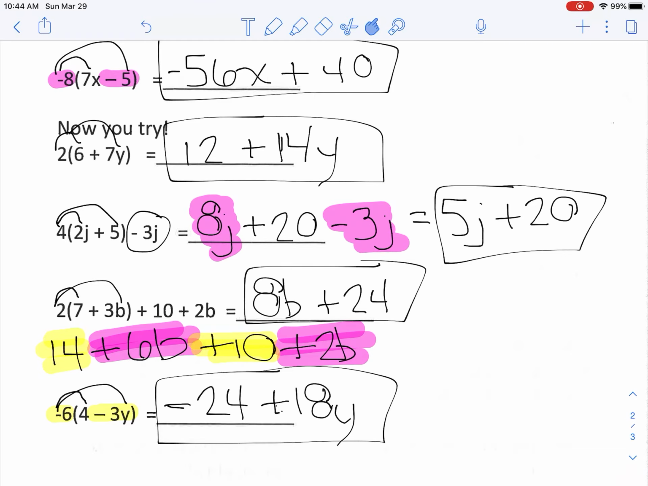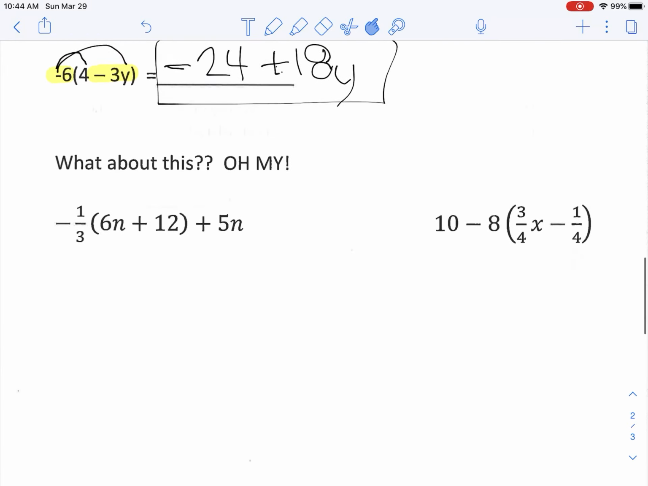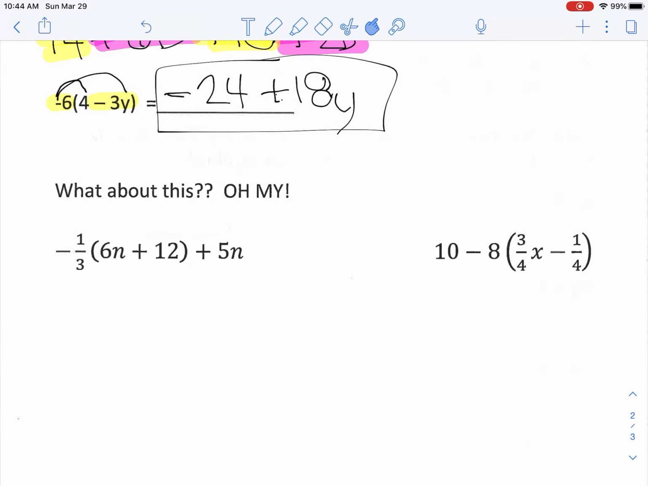All right, just 2 more problems, folks. We're almost there. This is all you've got today, and then tomorrow you're going to practice what we did on today's notes. You're going to want to hang on to these in Notability. What about this? Oh my.